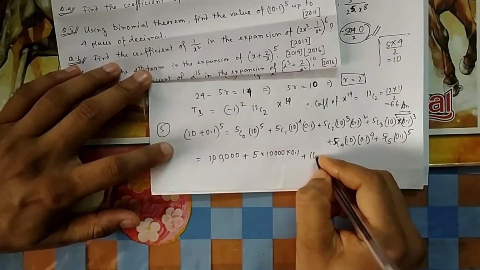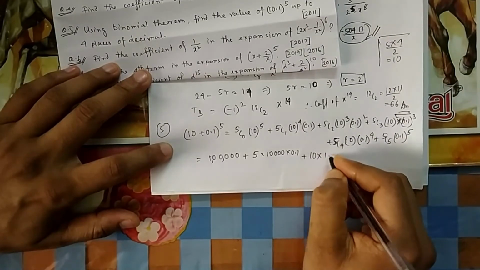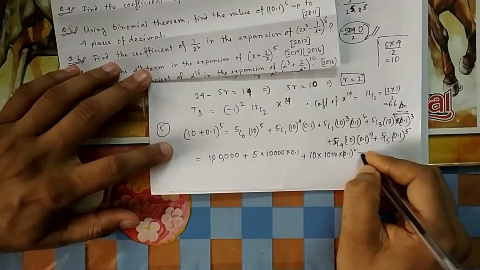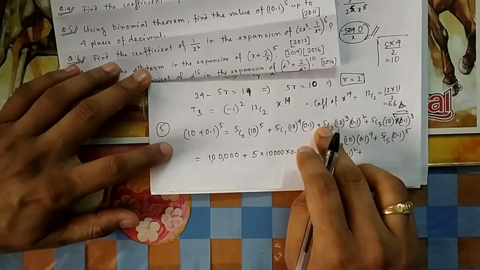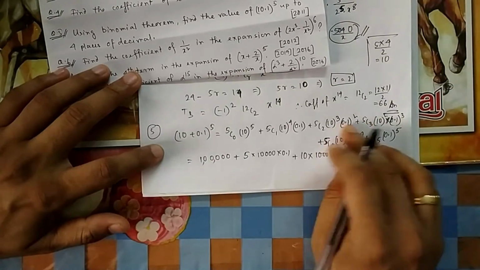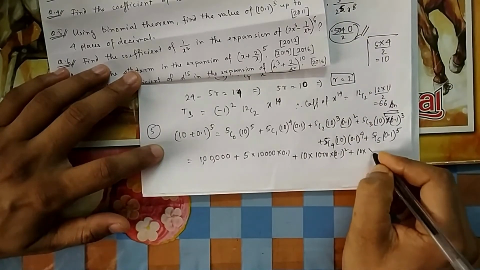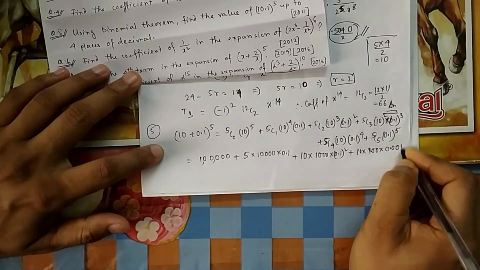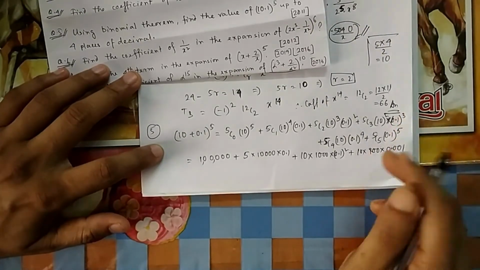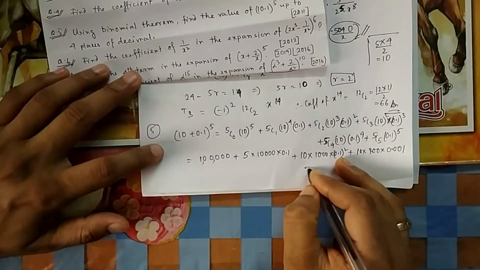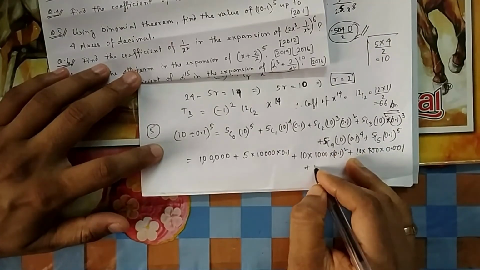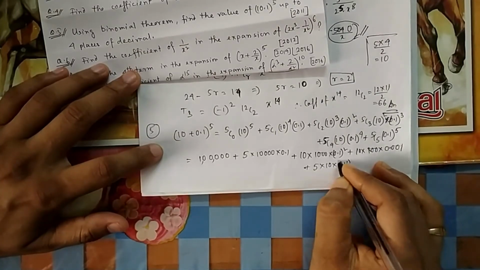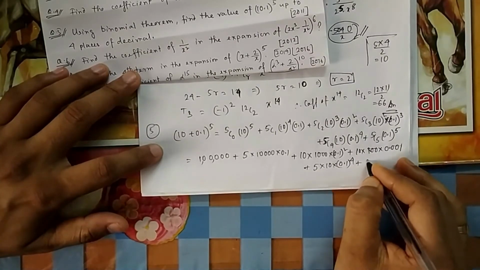So it will be 10 into 10 cube, 1000, into 0.1 square, and then 5C3 is nothing but 5C2. Again 5 is split into 2 parts, 2 and 3, so both will give you the same answer. Again 10 into 10 square, that is 100, into 0.001, that is 0.1 whole cube. You can think of it in that way. And then 5C4 is nothing but 5C1, which is 5, into 10 into 0.1 to the power 4, and then 0.1 to the power 5.